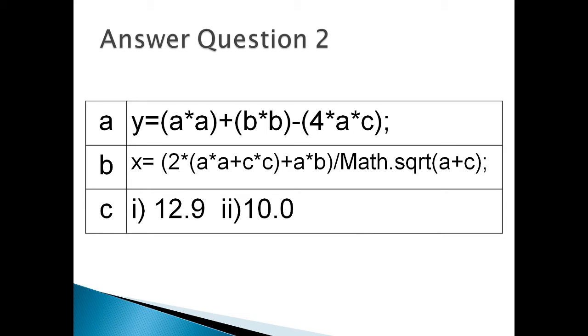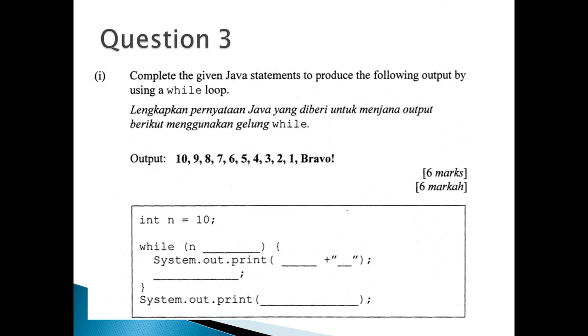Okay, kita teruskan ke soalan yang ketiga. Complete the given Java statement to produce the following output by using a while loop. So you kena practice juga gunakan while. Given the output, you can count from 10 until 1, and then the message bravo came out.